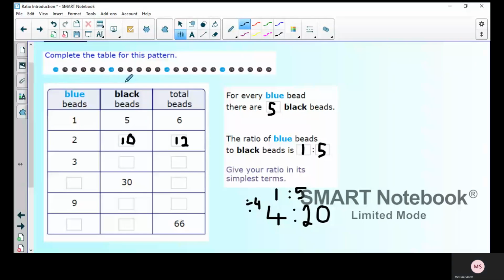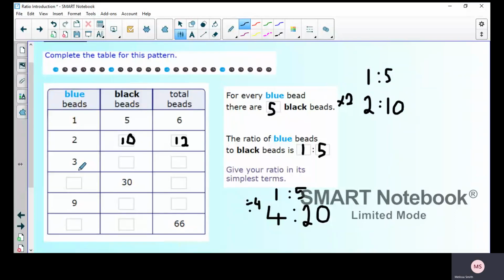However, is there another way that we could do it? If you think my ratio is 1 to 5, and as I continue my pattern, I'm now going to have 2 blue beads. What am I doing here to my ratio? I'm scaling it up. And we know that when we scale up, we have to multiply by the same number. So what do I multiply by 1 to get to 2? Well, I multiply it by 2. So if I've multiplied by 2 this side, I have to multiply by 2 this side. 2 times 5, 10. And I can repeat that for this one here.